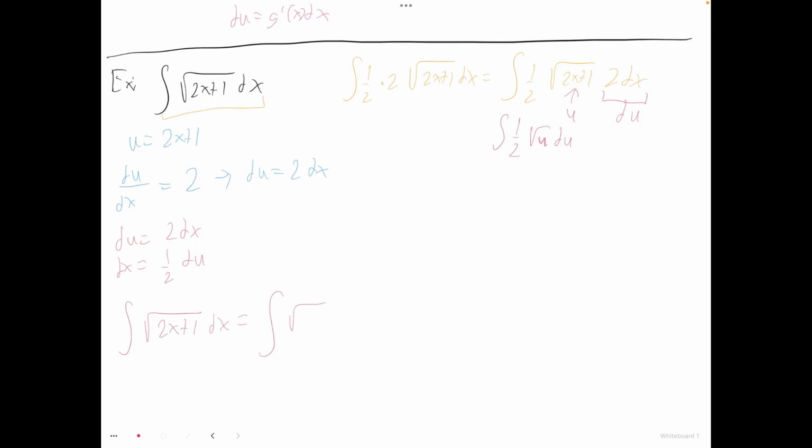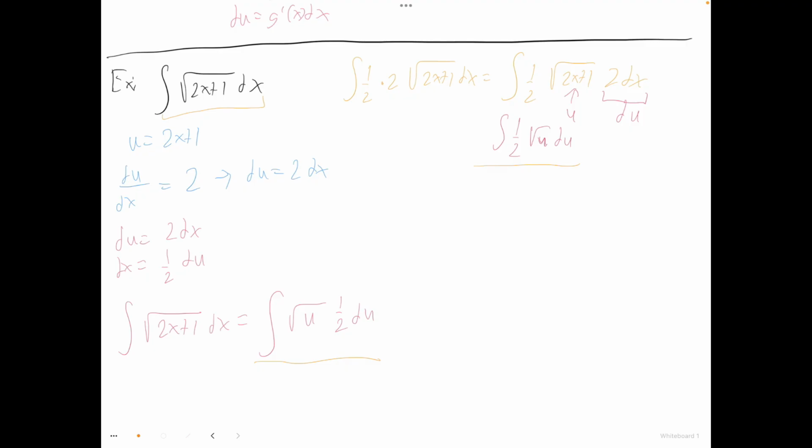Well, 2x plus 1 is u, so I have the square root of u, and then dx becomes 1/2 du. Now notice, you get the same expression either way. It's just a personal preference. I prefer to solve for dx when things get more complicated. I find it's easier if you solve for dx rather than try to work your way into having your du showing up. But either way will work.